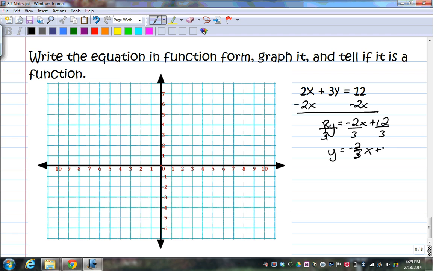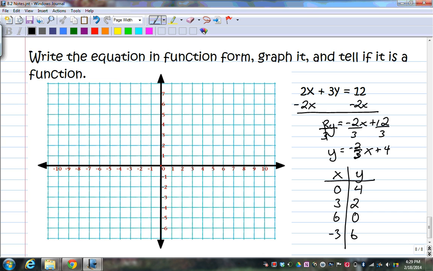I'm going to make my table, x and y, and I'm going to use 0 because I love to start that way, and I get 4. 3, I put 3 in there, I get 2. Then I'll put 6 in there. 6 goes, and I get 0. Then I'm going to put negative 3 in, and I get 6.